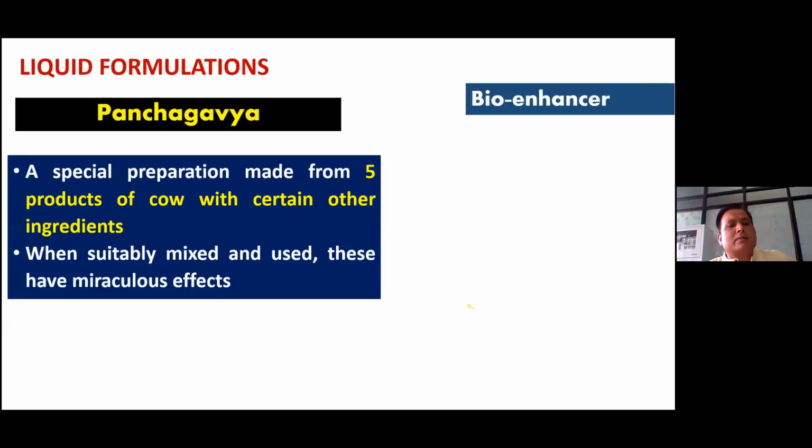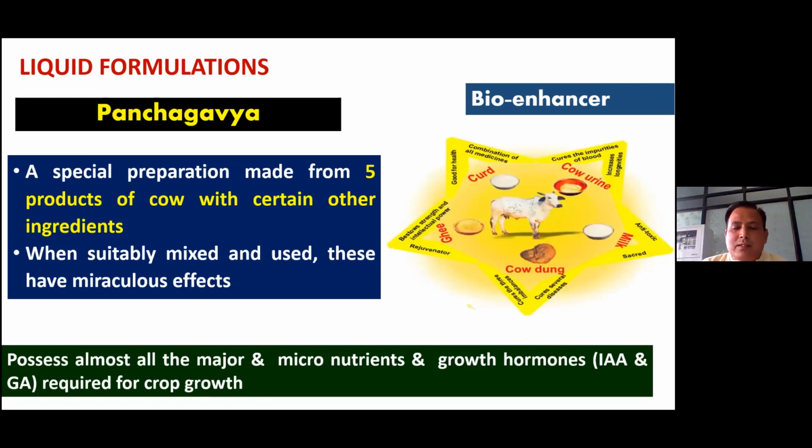Then friends, there are some liquid formulations, and these are the bio enhancers. In these liquid bioformulations there are many, but the important one is panchgavya, and it is made from the 5 major products of cow, in the same quantity. And these five products are cow curd, urine, dung, ghee.